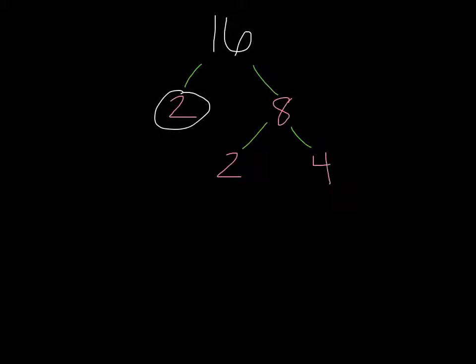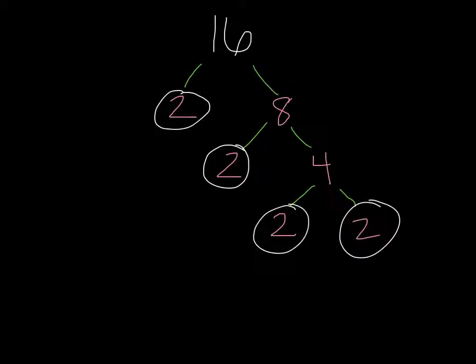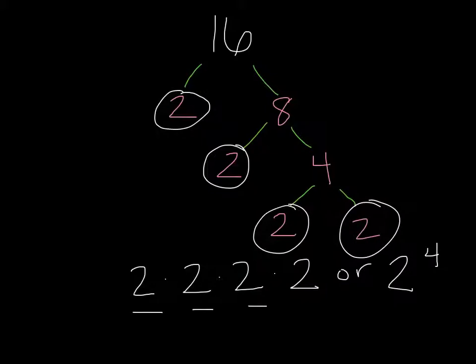Yes, 2 is a prime number, so we circle that number and that branch is done. But 4 is an even number, so I know it's also divisible by 2. What's 4 divided by 2? 2. Are either of these numbers prime numbers? Yes, 2 and 2. So the prime factorization for 16 is 2 times 2 times 2 times 2, or 2 to the 4th, because we have 1, 2, 3, 4 2's.